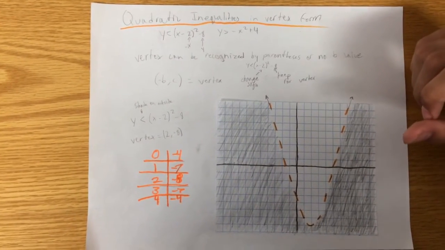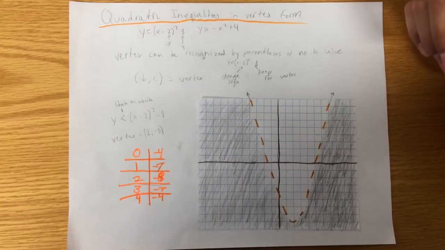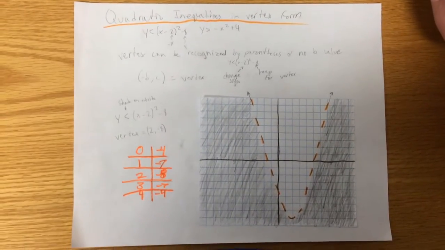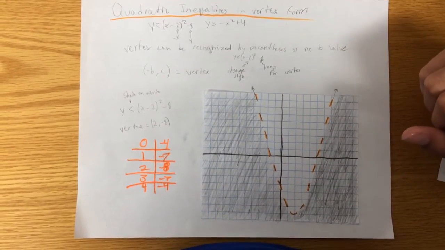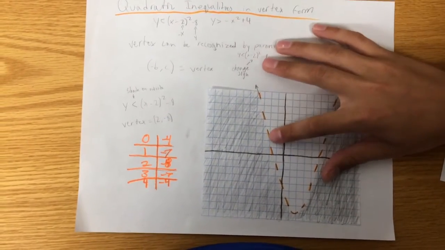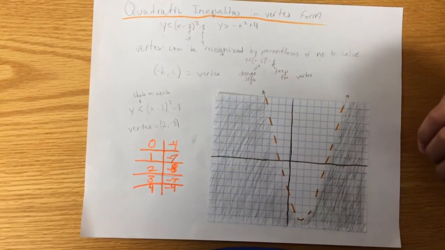Then you make a table with the vertex in the middle, like Manali said. Then you use the points you have in the table to graph it. Because this is not equal to, you have a dotted line and you shade on the outside.